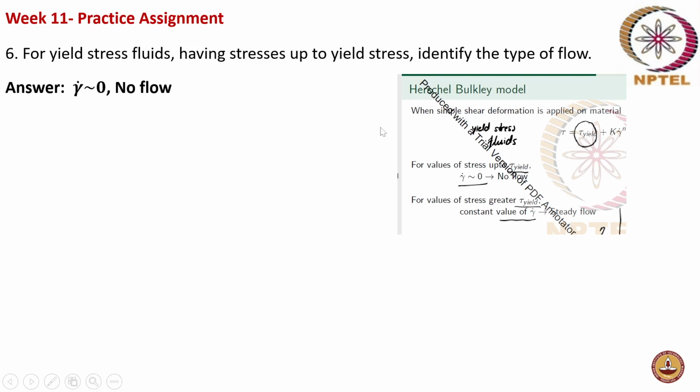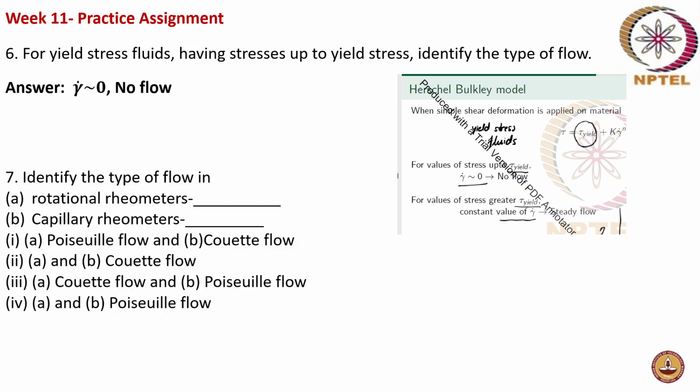This is given by the Herschel-Bulkley model. The model is given by tau equals tau yield plus k into gamma dot power n. So this tau yield should be crossed in order for the material to flow, below which the material does not flow.